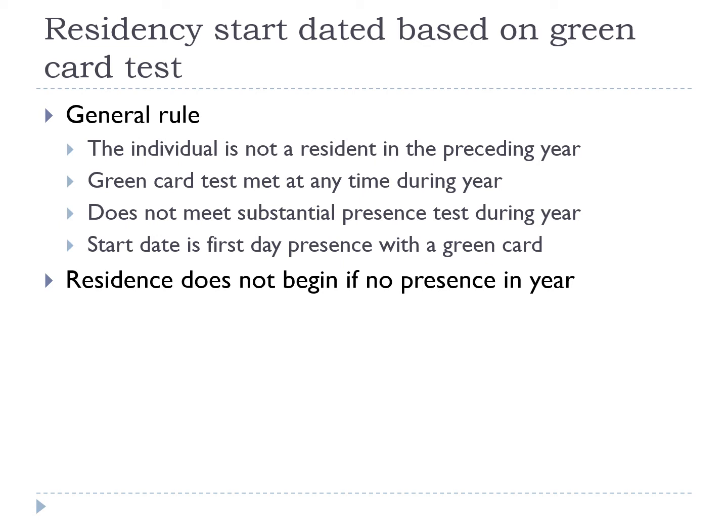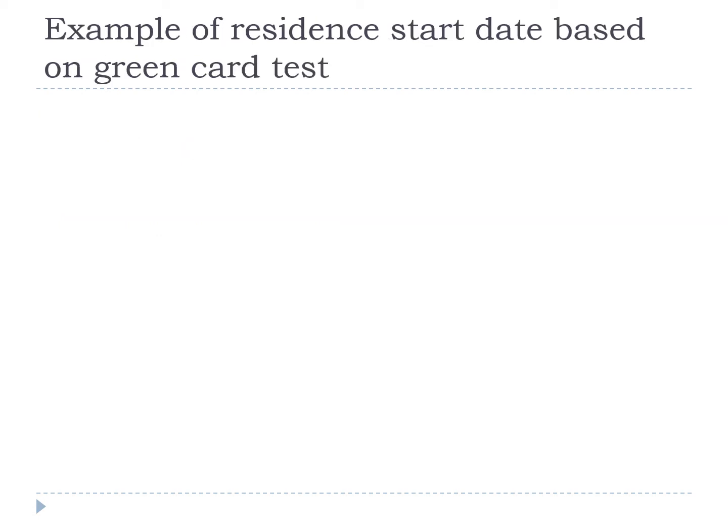Note that if, in the unlikely event, the individual obtains a green card in the calendar year but is never in the United States during that year, then residency does not start in that year. Here's an example of the residence start date based on the green card test.